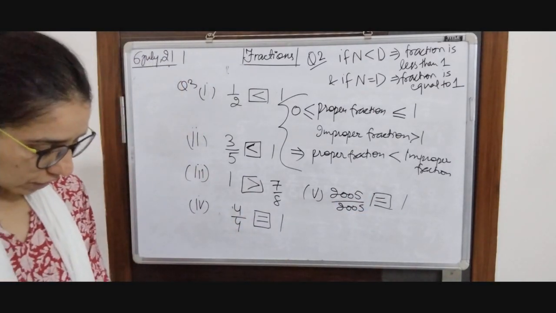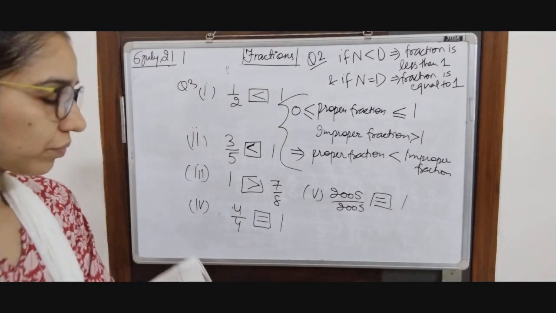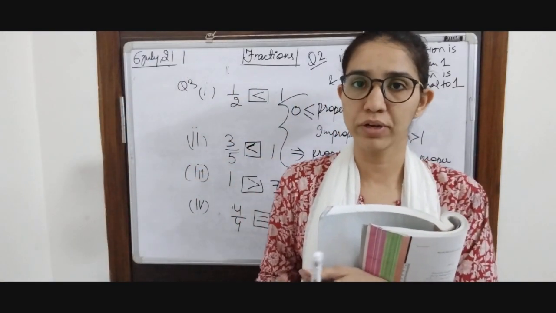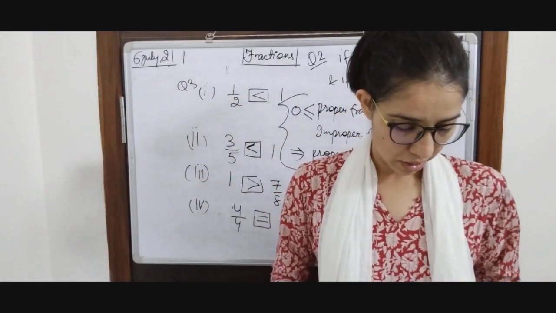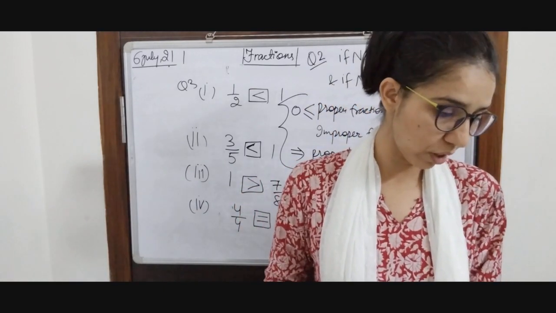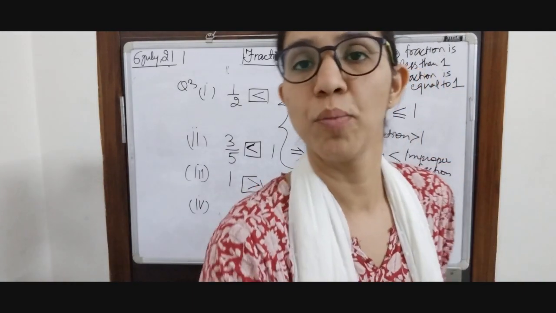Now we are going to start with the exercise, which is the 7.2 exercise, in the next class, because we are done for today. Next class we are going to start with 7.2, and also we are going to learn what are equivalent fractions and how to find the simplest form of fractions.